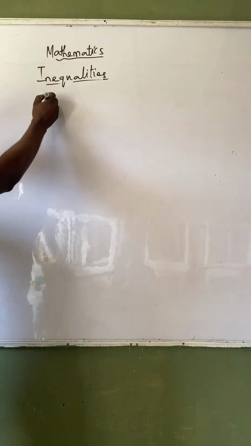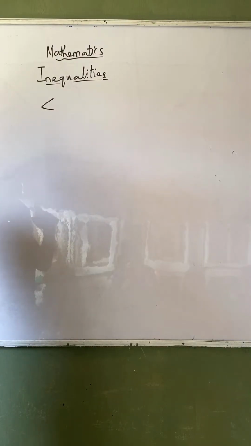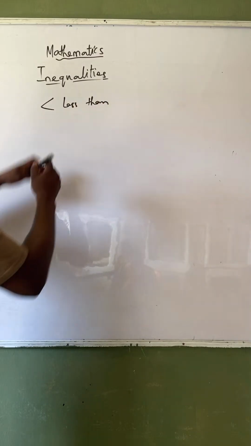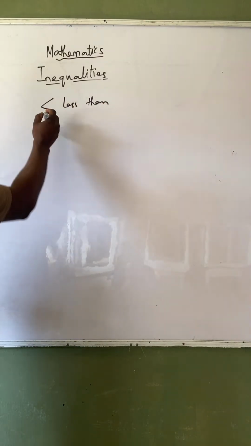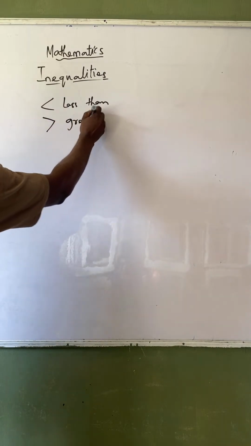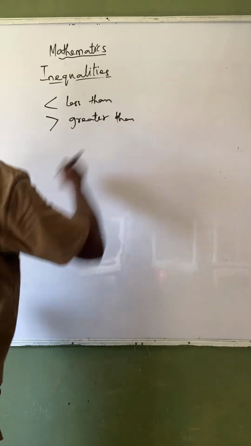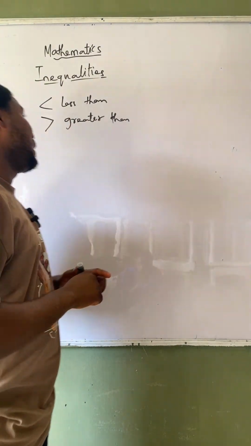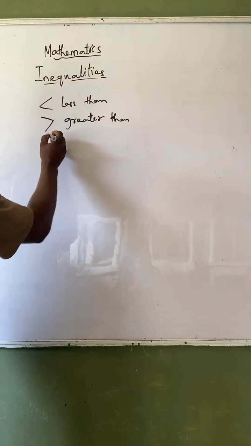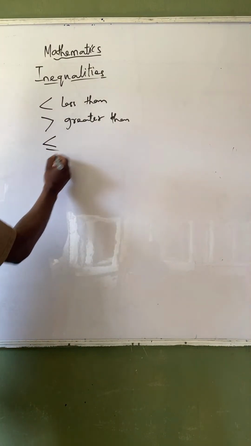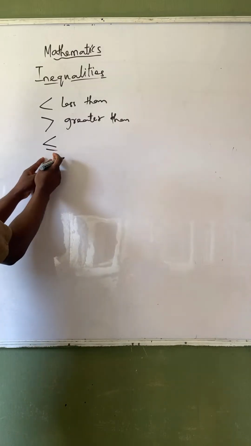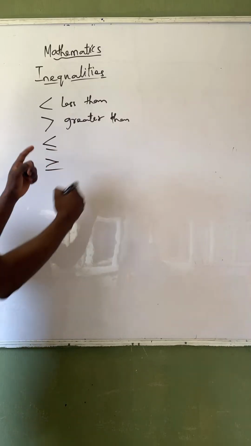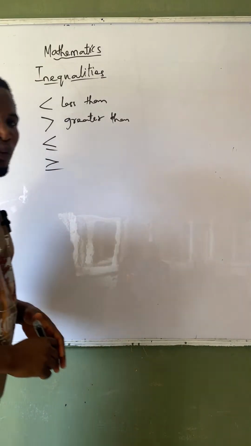Firstly, we have this sign. This is less than. This means we are talking about numbers that are less than something. Then this one is greater than. In primary school, I believe you used your left hand as your less than and this one as your greater than. Anyhow you go about it, it's the same. Then we have less than or equal to. This one means two things: less than or equal to, and of course we have this to be greater than or equal to it.